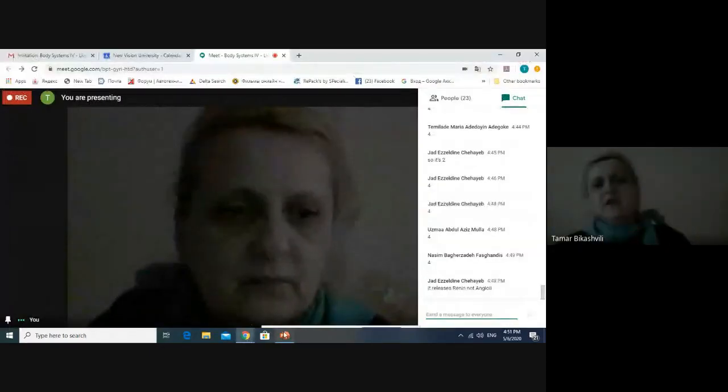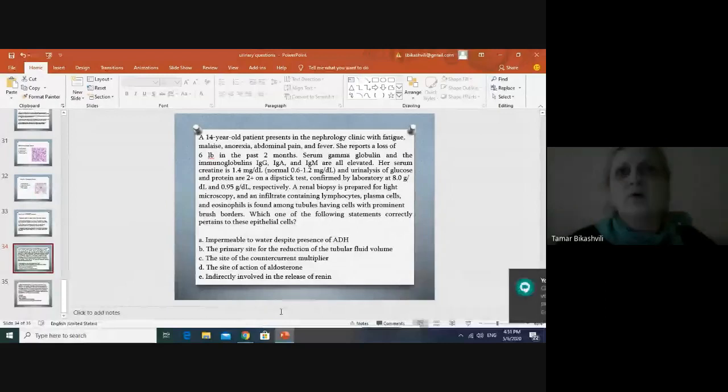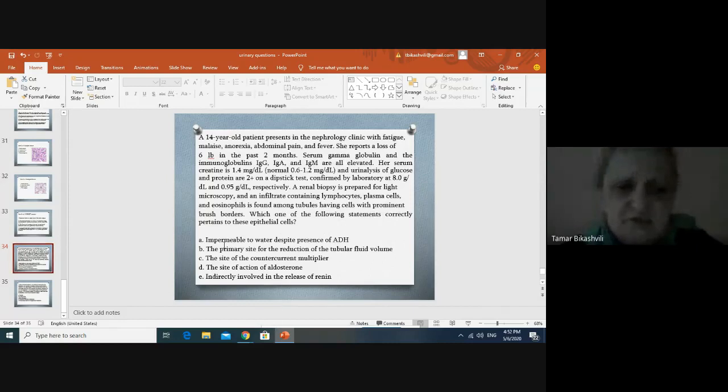Okay, so the cells which have a brush border, of course, are the cuboidal cells of proximal convoluted tubules. In the proximal convoluted tubule proceeds very active absorption of water. Yes, this is the primary site for the reduction of the tubular fluid volume, because here proceeds absorption of water. And the last question.